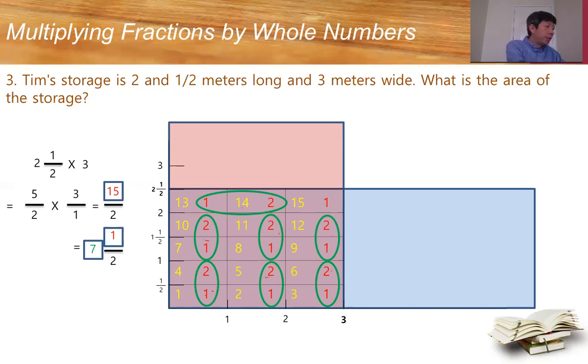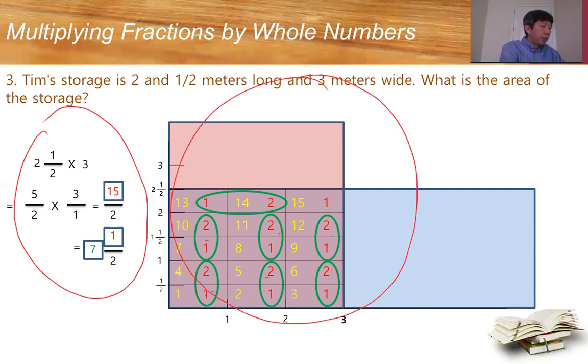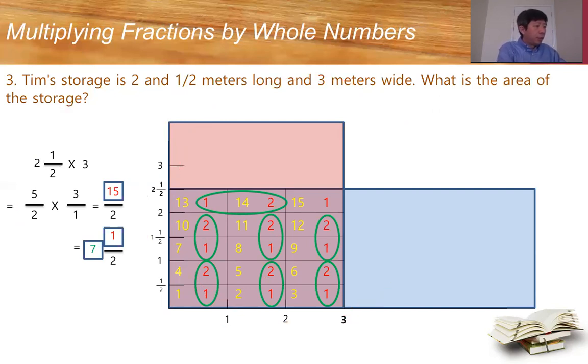So this shows you the procedural and then the conceptual understanding for this, right? Take a look one more time. You take 2 and 1/2 times 3, right? And then you change it into the improper fraction 5 over 2, right? And then you take 3 times 5, you get 15. Did you see the 15 there?